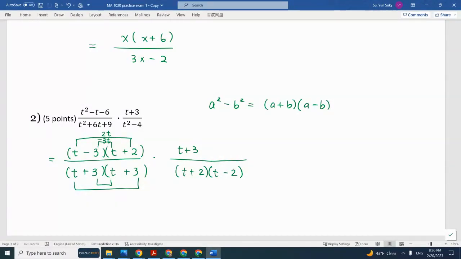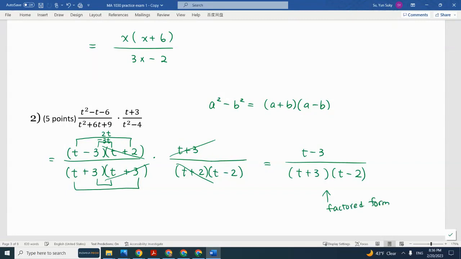And we cancel the common factors. The common factors are t plus 3 and t plus 2. Therefore, we get t minus 3 left upstairs. Downstairs, we have t plus 3 and t minus 2. So we want to factor completely and cancel the common factors. And keep your answer in the factor form. Do not multiply out.